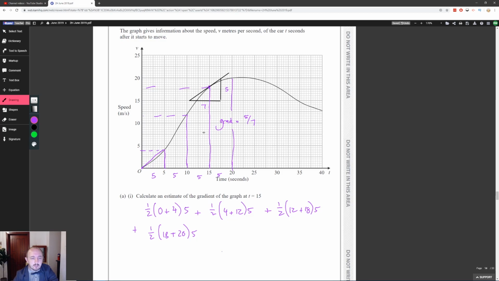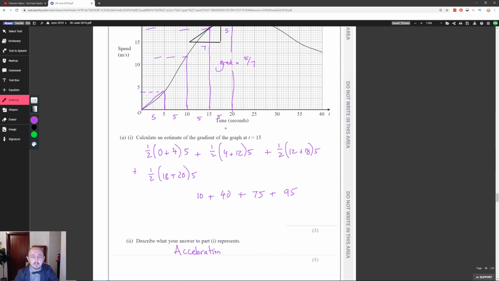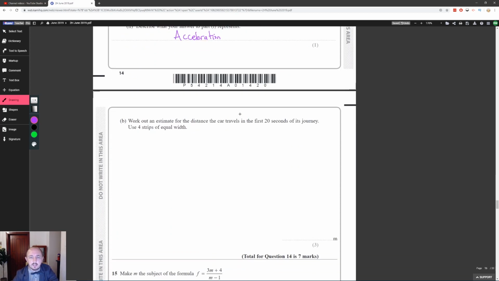So if we start adding this together, starting from the top, we've got half of 4 times 5, that's 10, plus 4 plus 12, 16, 8, 40. Then we've got 30 over 2 is 15 times 5 is 75. And then 38 over 2 is 19, times 5 is 95. So we've got 95, that's 170, 180, 220 meters as our estimate.